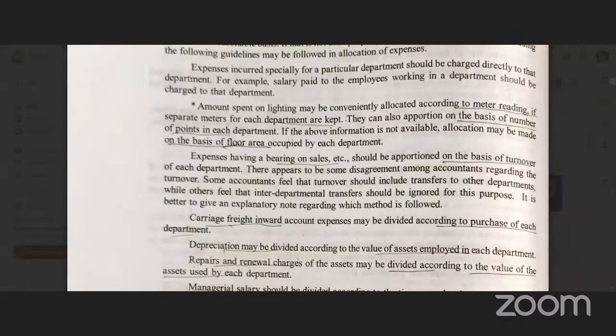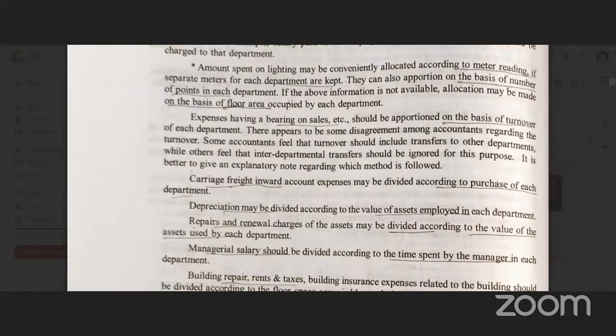Next, advertisement. Generally, every store, every firm may give a wide advertisement and spend a lot of money. Similarly, Big Bazaar also might have spent a lot of money. But for the entire Big Bazaar, there is one advertisement, in which he will show all his products. But he wants to divide that advertisement cost department wise. Then how do you divide that? Based on the sales, he will divide it.